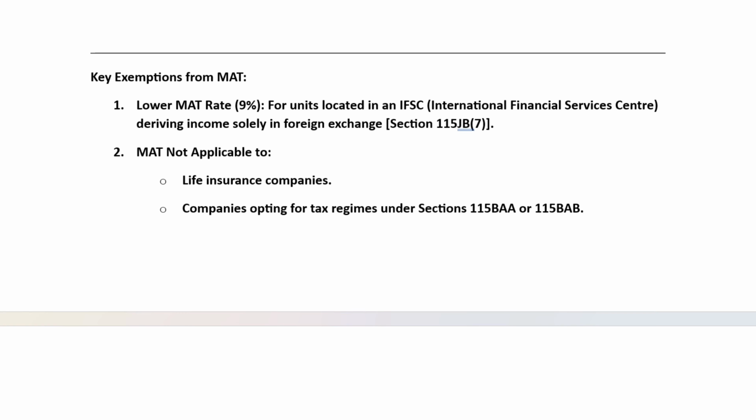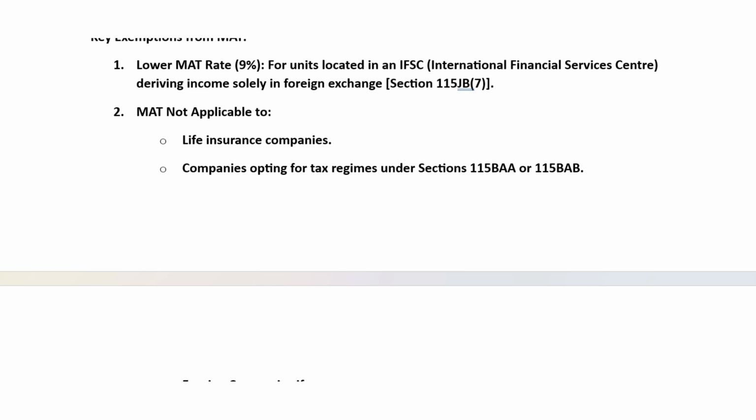Now, following are the exemptions under MAT, like lower MAT rate, which is 9% for units located in an IFSC. So if you are deriving income in foreign exchange, you can use the 9% MAT rate for these units. And MAT is not applicable to life insurance companies and companies opting for the tax regime under section 115BAA and 115BAB.